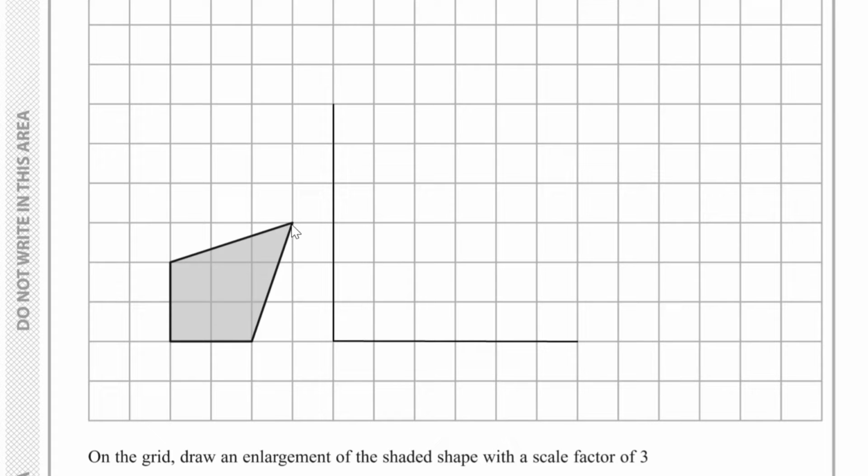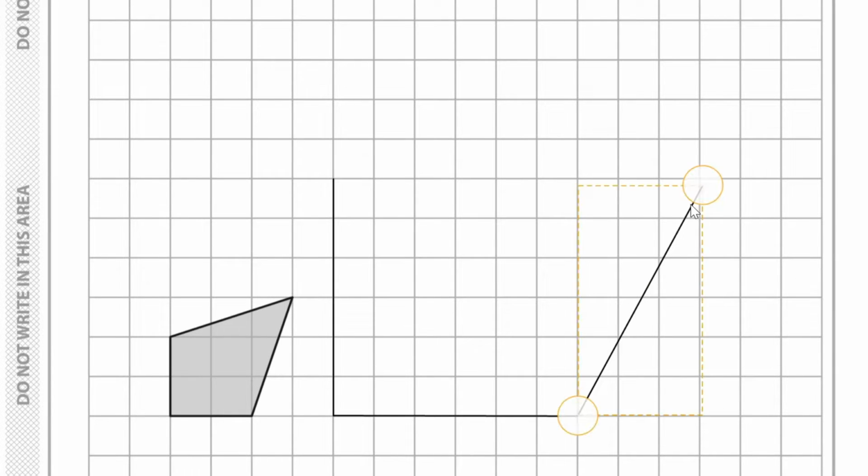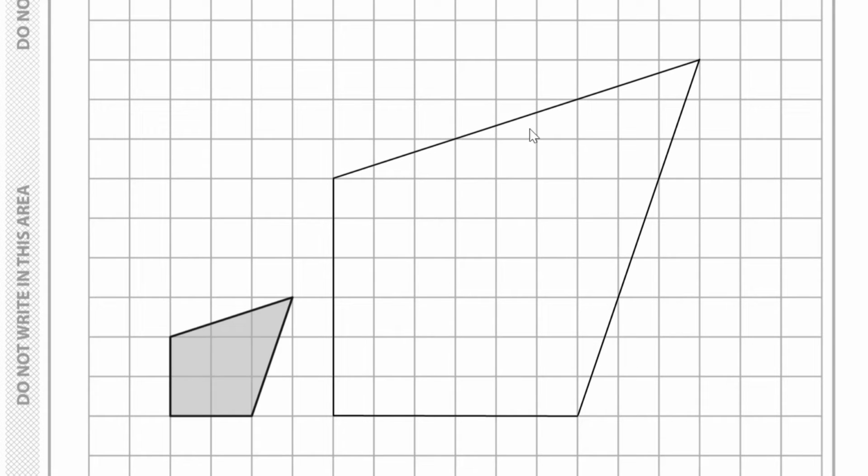And then here we've got 1 across and 3 up. So here we want to go 3 across and 9 up. So we have 3, 6, and then 9, somewhere here. And then we join this up over here, and that's our enlargement.